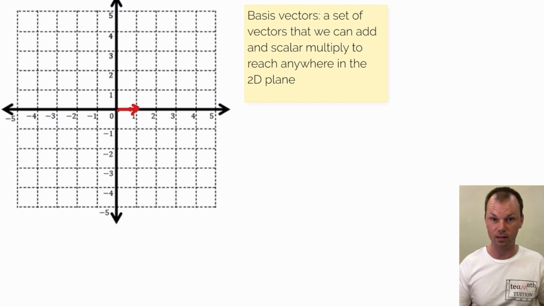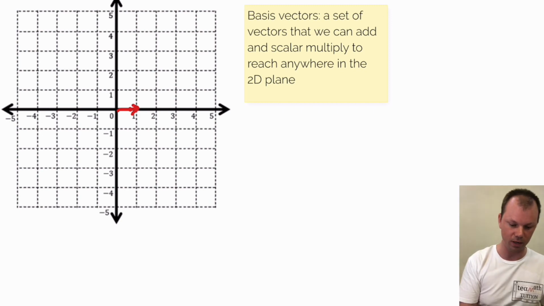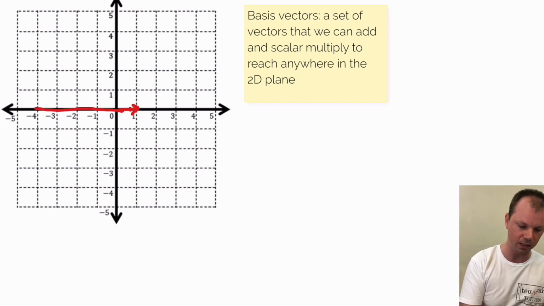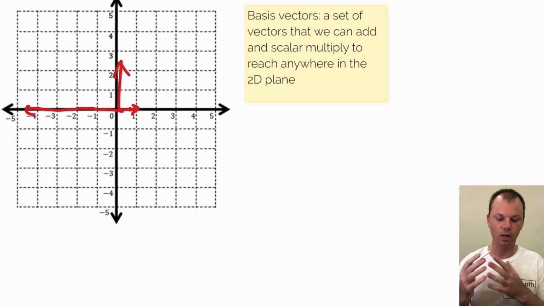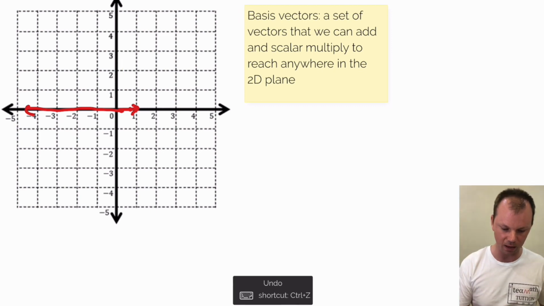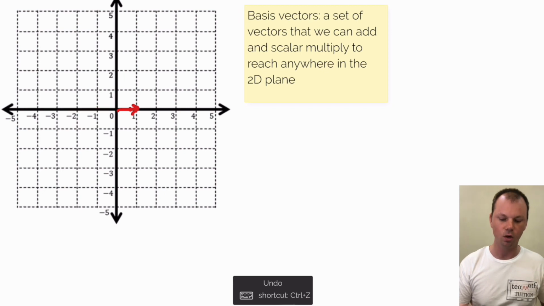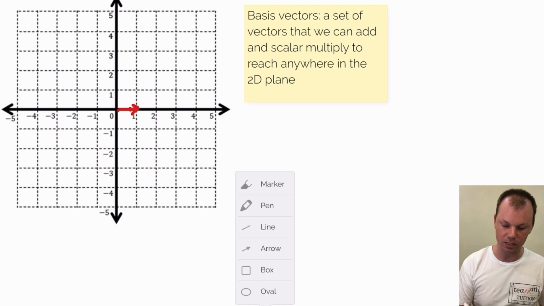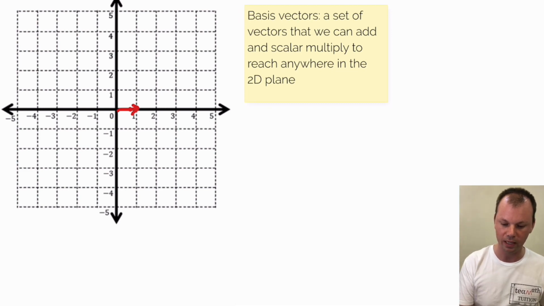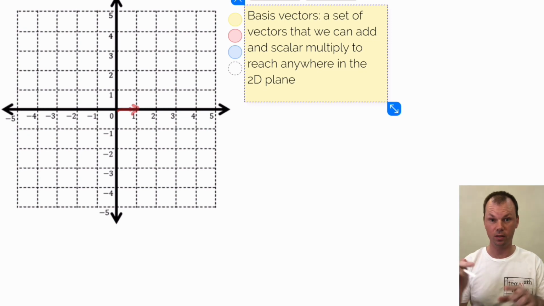I can add it and scale it in the negative direction, so I can go as far as I want in this direction, but there's no way that I can add and scale and multiply and get it going in this direction here. So this one vector would not be a set of basis vectors, because using that vector only, we can't add it and scale it to reach anywhere in the 2D plane. We're restricted to that line.